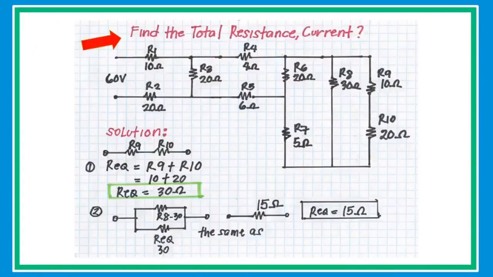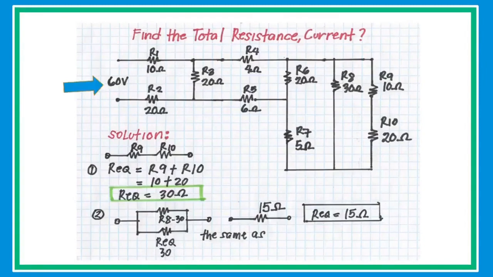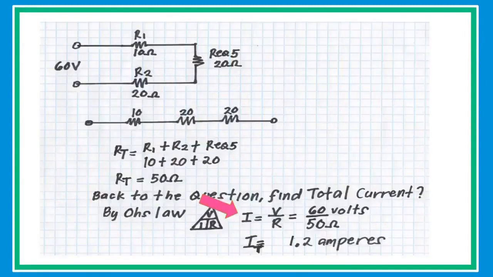Back to the previous equation, find the total resistance and current. Given that our voltage is 60 volts, by using Ohm's law formula, I equals V over R, our voltage is 60 volts and total resistance is 50 ohms. The total current is 1.2 amperes.